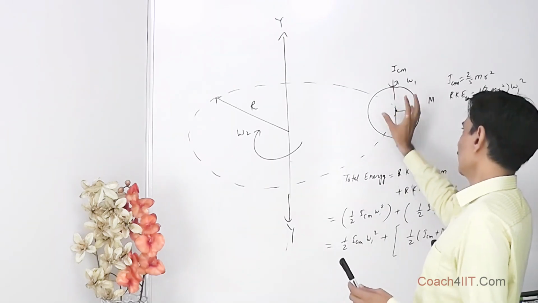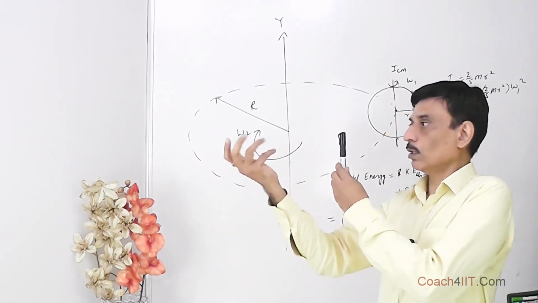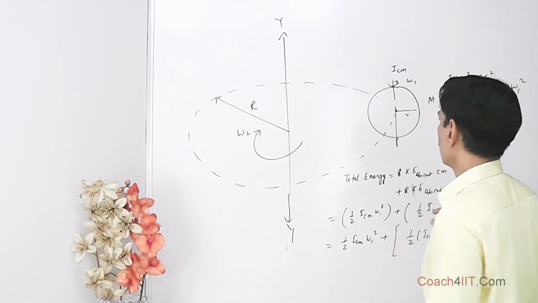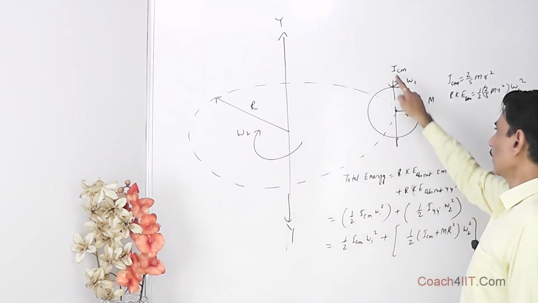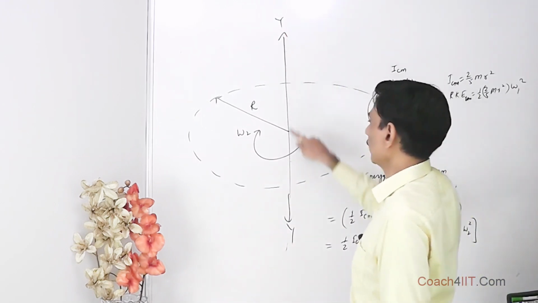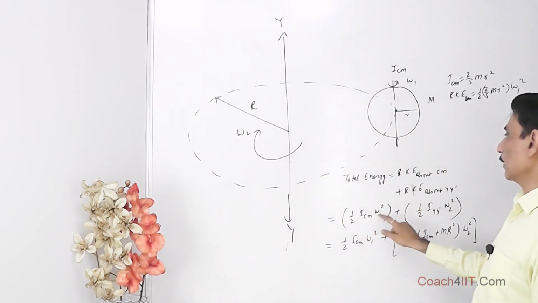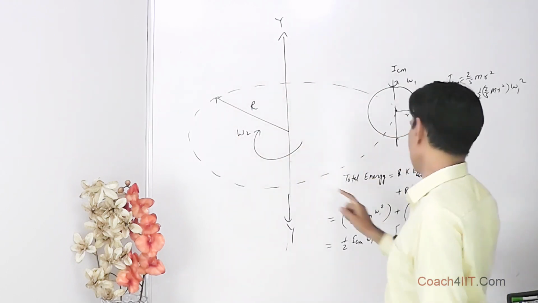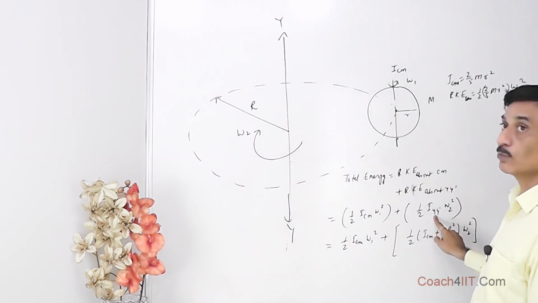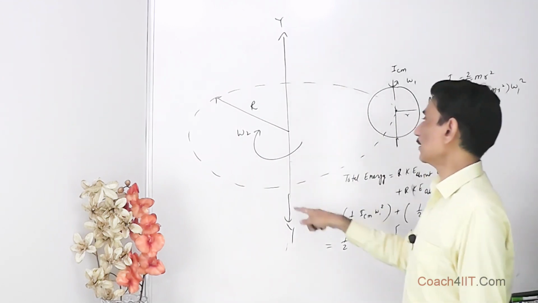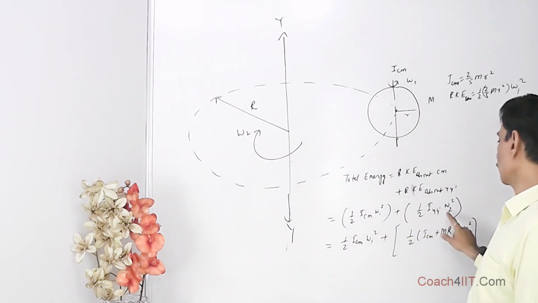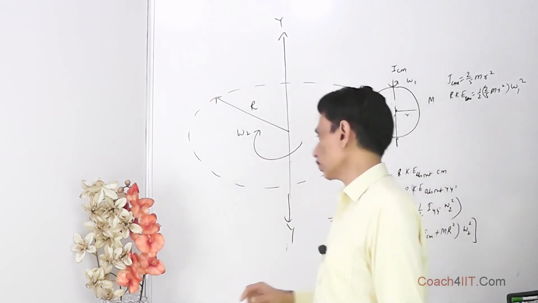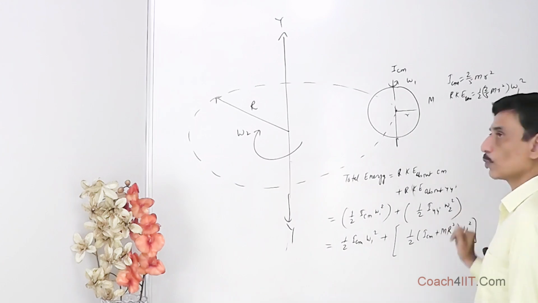In addition to that, this is revolving about one axis. This is also revolving about this axis also. So there is a rotational kinetic energy about this axis also. The total energy is going to be rotational kinetic about this axis plus rotational kinetic about this axis. So it is half ICM omega 1 square about this axis, which we have done, plus the rotational kinetic energy about this axis, that is half IYY', the moment of inertia taken about this axis, times omega 2 square. Suppose the angular velocity is omega 2.